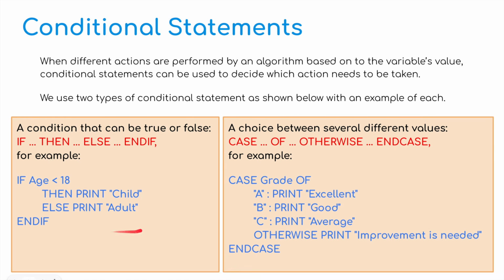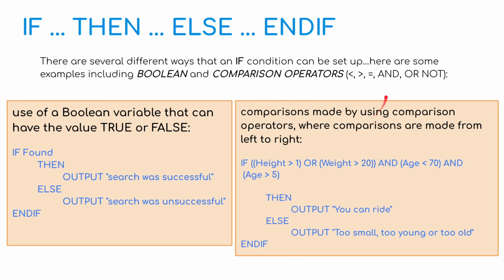So we've got true or false, or we've got several different options. I'm going to start adding a few comparison operators into this. This one's obviously the same as before. If found, if true, then output search was successful, else the search was unsuccessful. It's basically true or false, and then end the if statement.